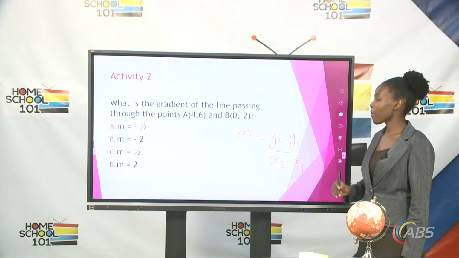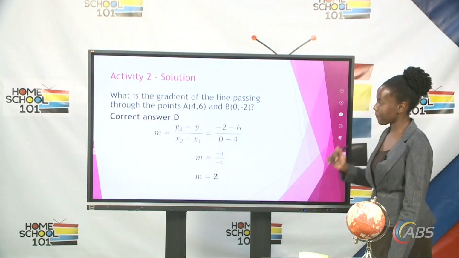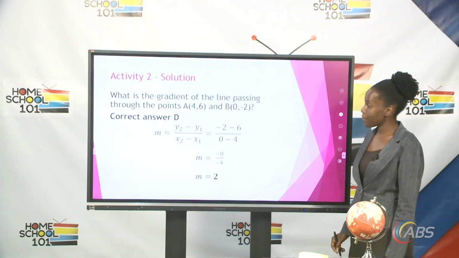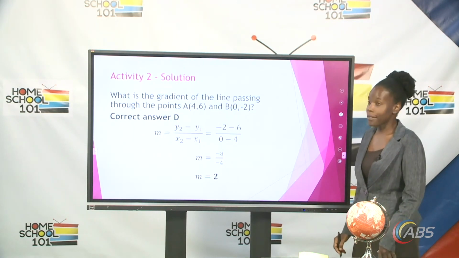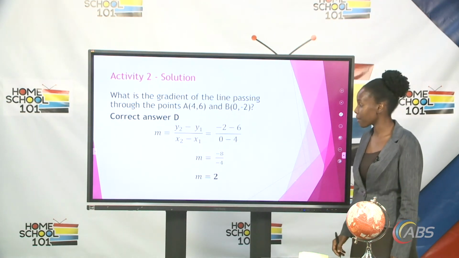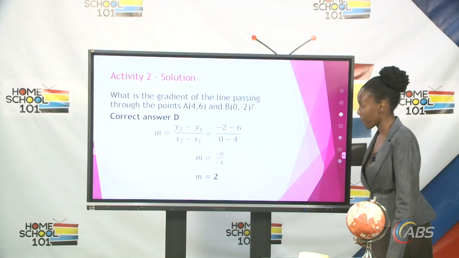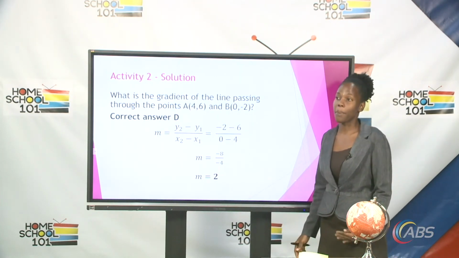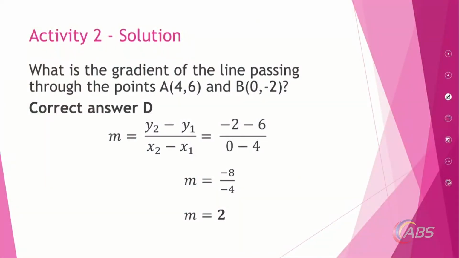Right, so we will go through the solution. Substituting our values, 4, 6, and 0, negative 2, into our formula, it becomes negative 2 minus 6 divided by 0 minus 4. We have two negatives, so we simply add and keep the negative sign, so it becomes negative 8. In the denominator, 0 minus 4 becomes negative 4. So negative 8 divided by negative 4, the negative signs cancel, and we're left with positive 2. Hence, the correct answer is D.